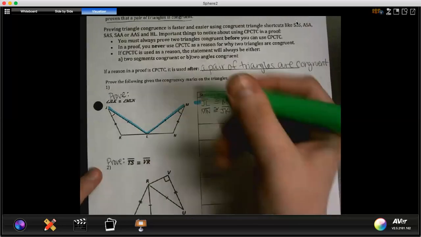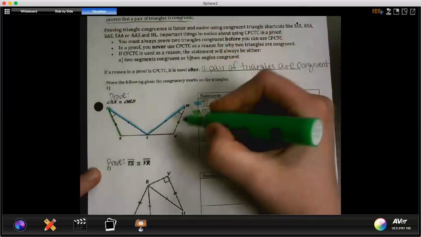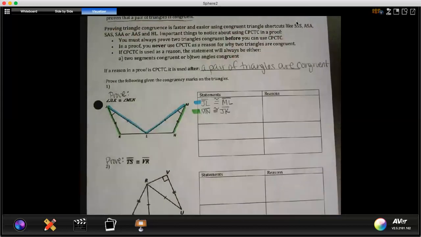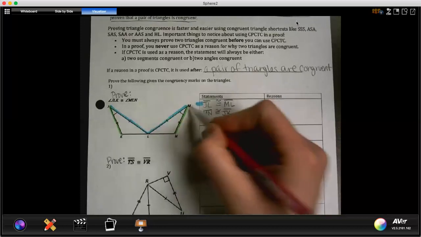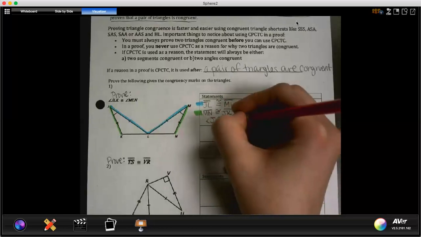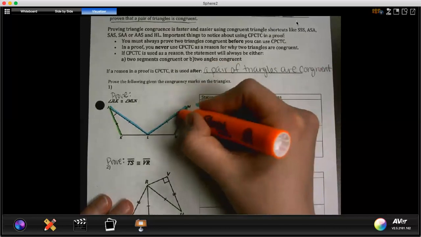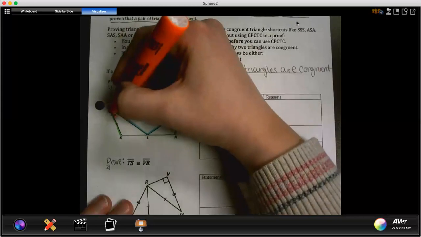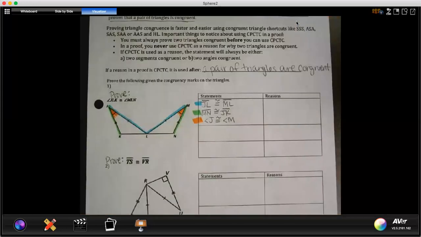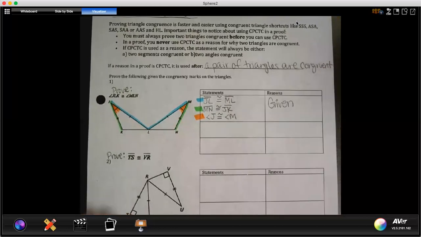Again, using a color to help us see that a little bit clearer visually, as well as making sure we know what matches up with each other. And then the last thing that we could see is that we have congruent angles here and here. So angle J is congruent with angle M. Like so. And all that was given to us, okay? So all the given is going in one box.